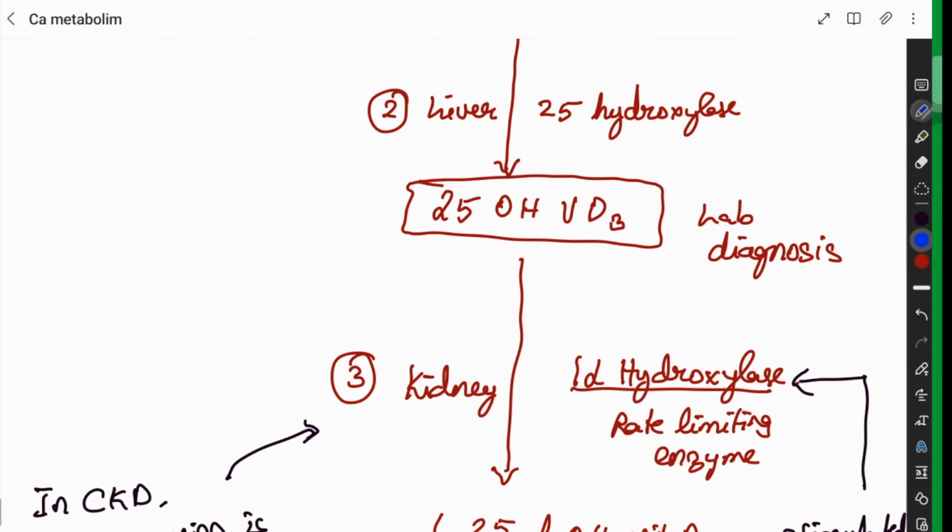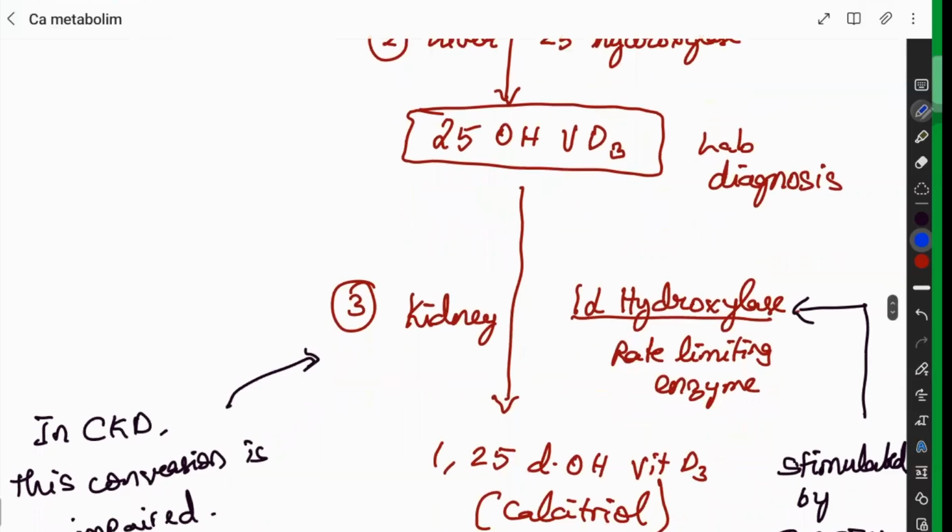This vitamin D3 form, which is present in the liver, is not active. So now what we are going to do is go through the kidney. In the kidney, you have this 1-alpha hydroxylase enzyme, which is going to convert this 25 hydroxy vitamin D3 to 1,25 dihydroxy vitamin D3. So you are going to get that converted into 1,25 dihydroxy vitamin D3, otherwise called calcitriol.